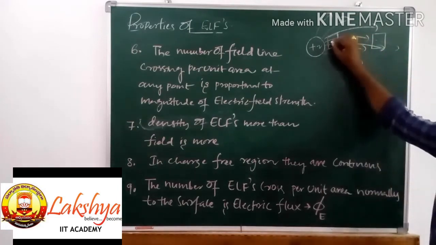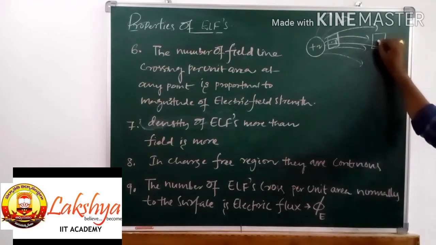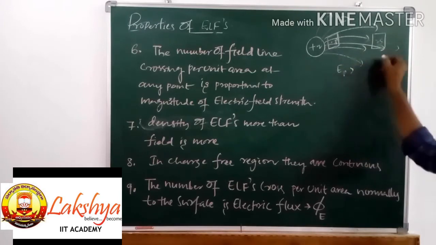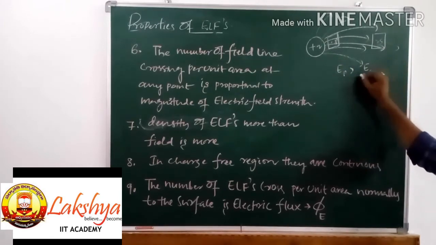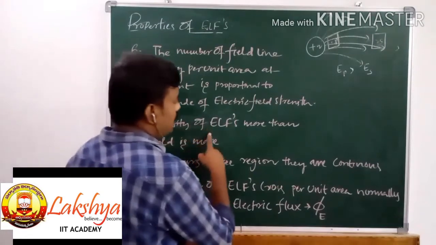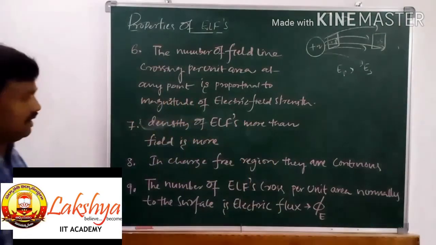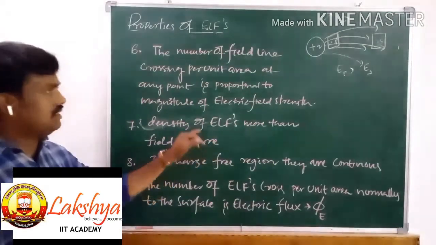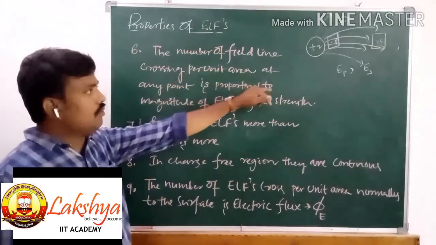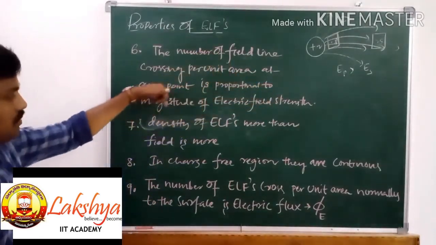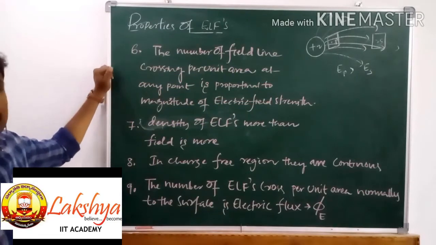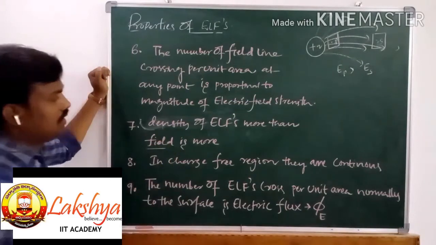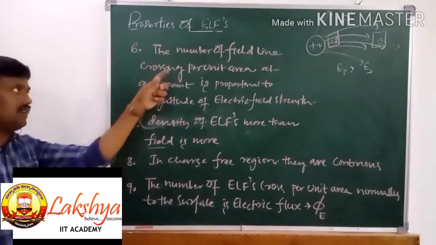Suppose we locate 2 points here, point P and point S. Now the electric field at point P will be more than the electric field at point S. If the density of electric field lines is more, then the field strength is also more. Density means the number of lines crossing per unit area. If the density is more, automatically the field will be more. So that we have already understood from this particular point.